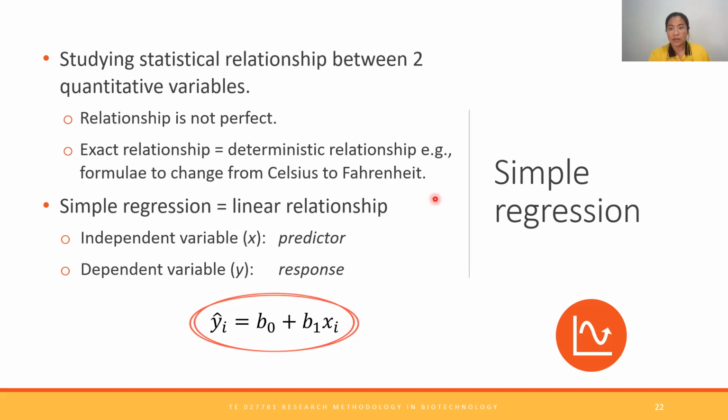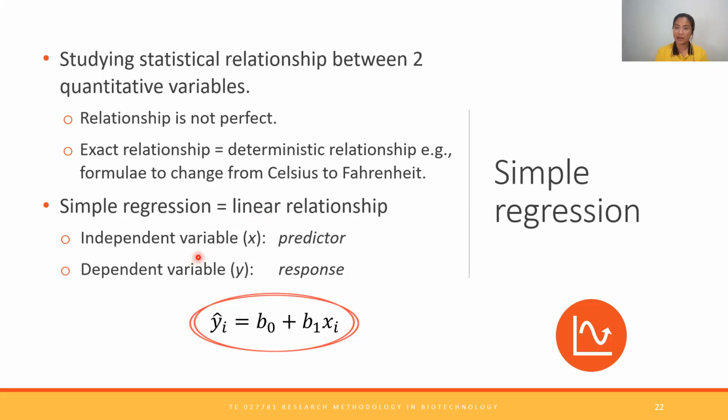When we talk about simple regression, we are not doing multiple or more complex regression. When we talk about simple regression, we are talking about a linear relationship, and everybody is familiar with a linear relationship, right? So it's more or less like y equals mx plus c. That is the linear equation. So simple regression is a linear relationship, and it has two types of variable.